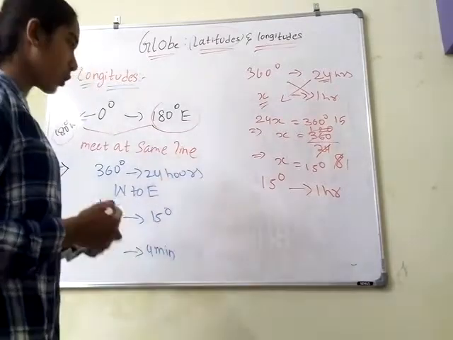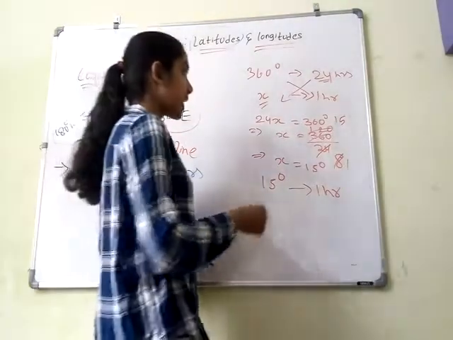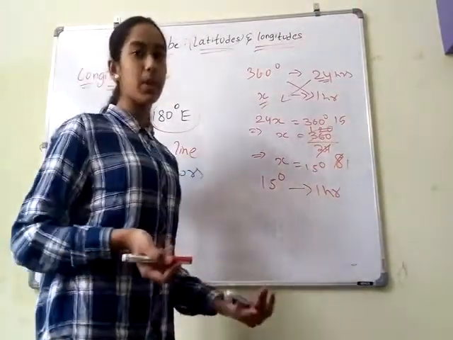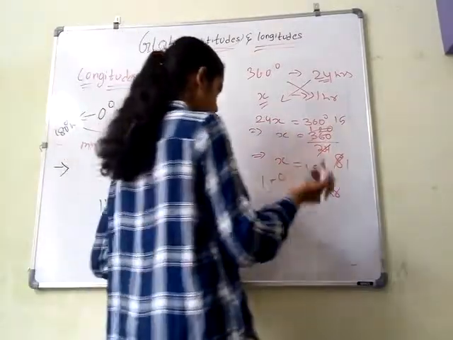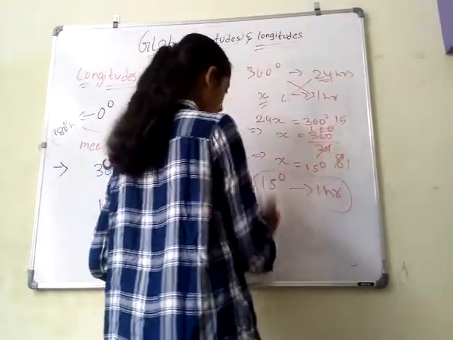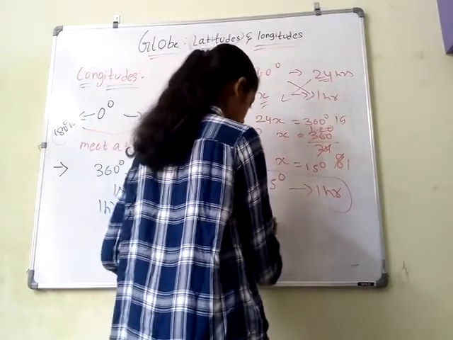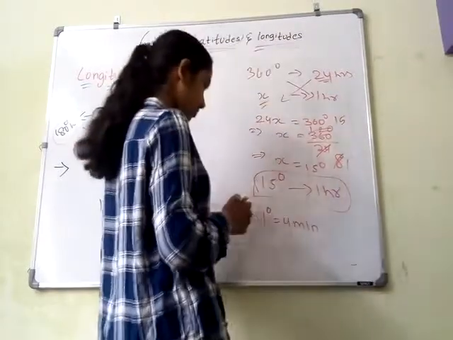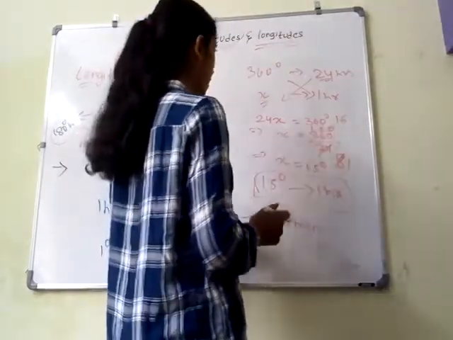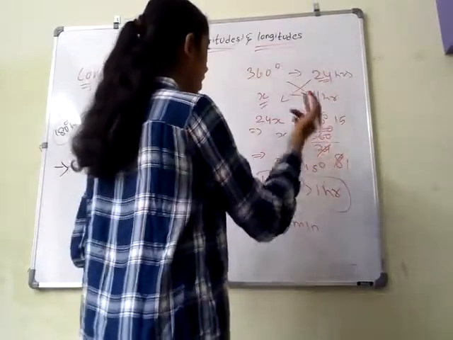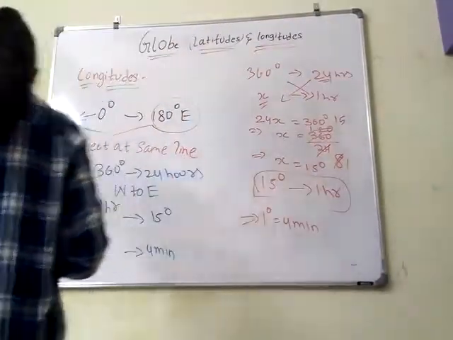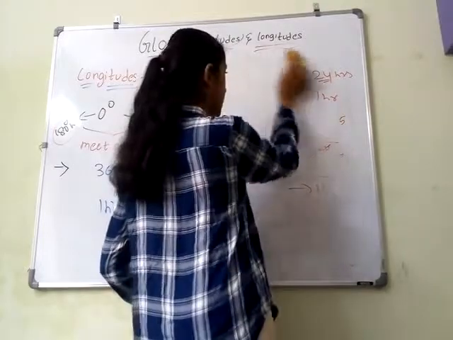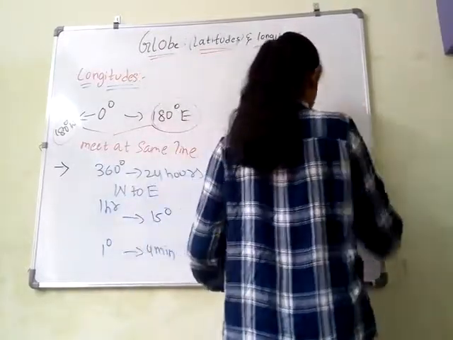And how do we get 1 degree in 4 minutes? It is the same thing, you can convert it into minutes. So this 15 degrees in 1 hour, right? 1 degree in 4 minutes. That means here you have to take 1 hour as 60 minutes, right? I just want to explain the calculation so that it might be clear.